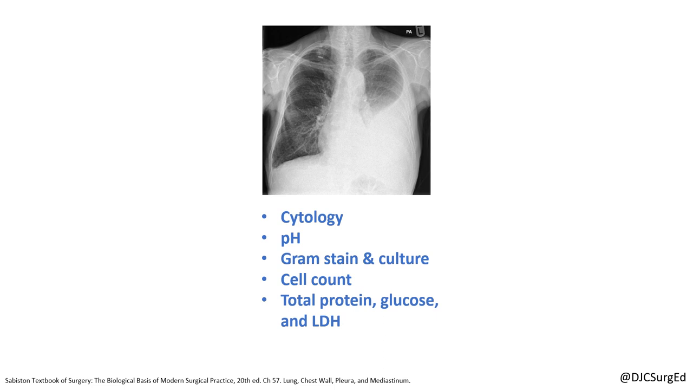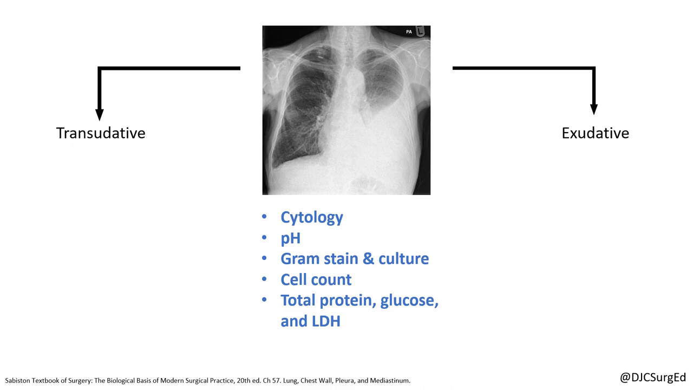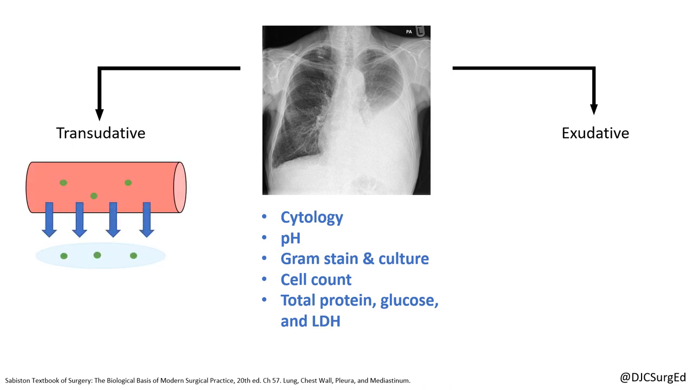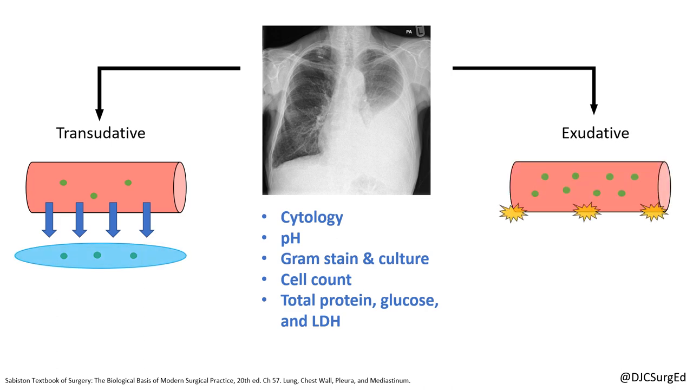levels. Effusions are classified as transudative or exudative based on protein and LDH levels. A transudative effusion is a result of a poorly balanced osmotic or hydrostatic process across the pleural membrane, whereas an exudative process results from inflammation or a neoplastic process leading to capillary leakage.